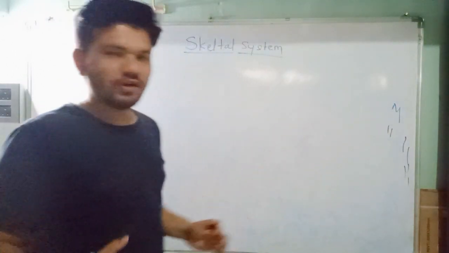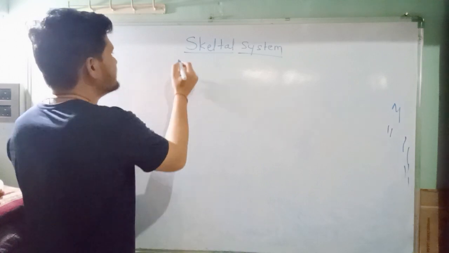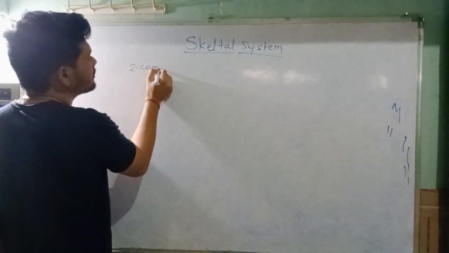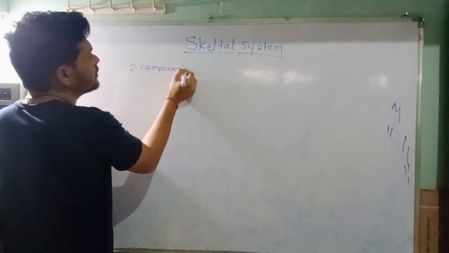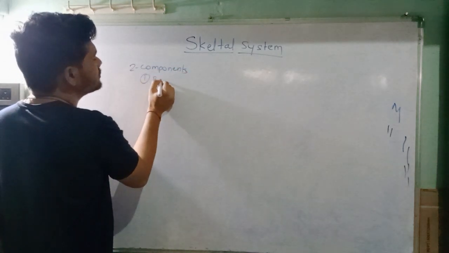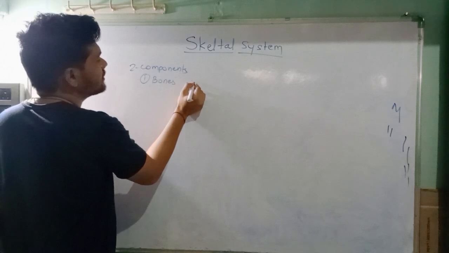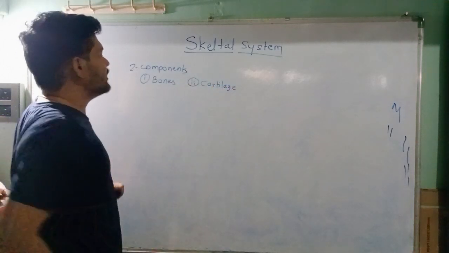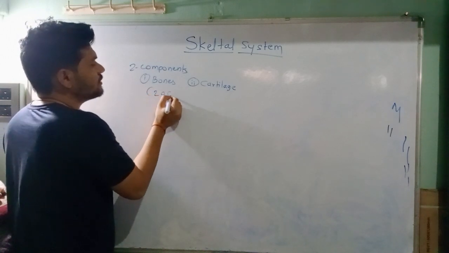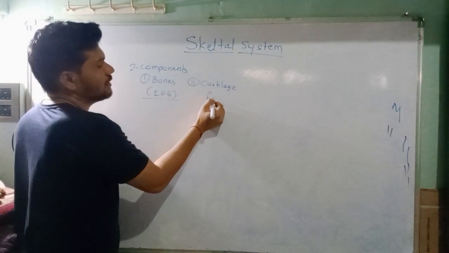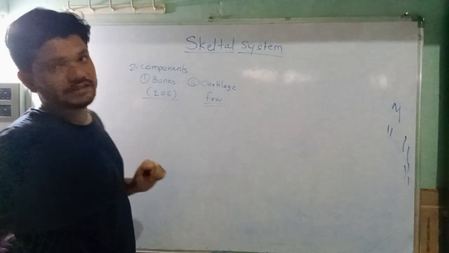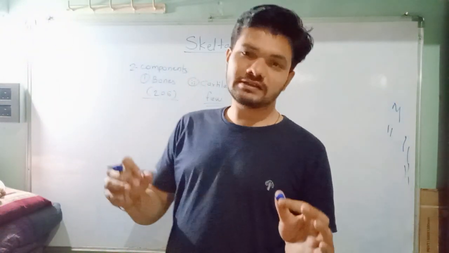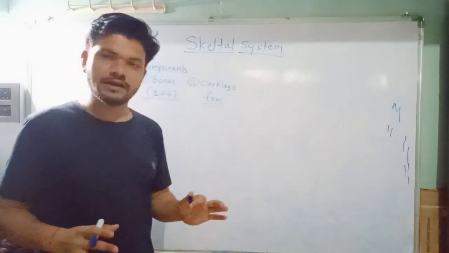Okay, so we all know that our skeletal system is made up of two components. One is your bones, and second is your cartilages. There are 206 bones in your skeletal system and a few cartilages. Bones and cartilages are the specialized connective tissues, right?